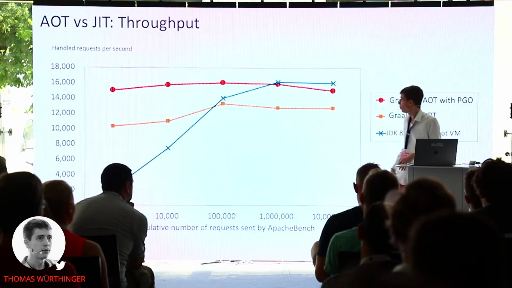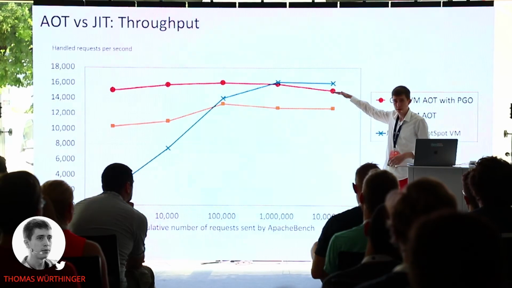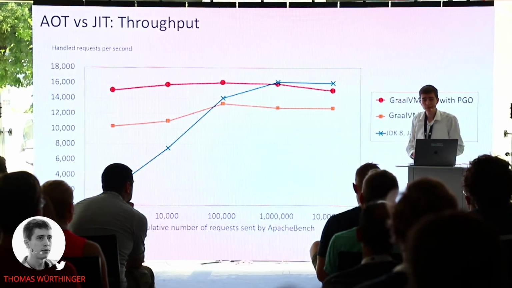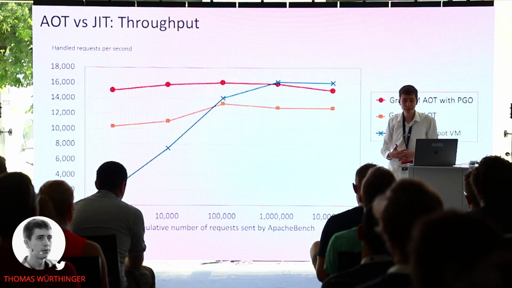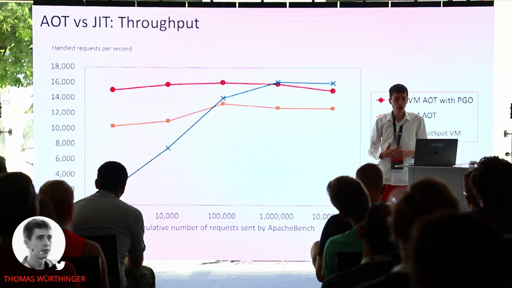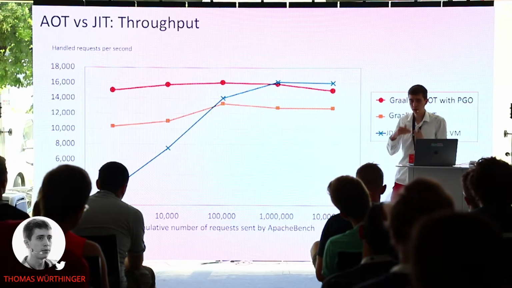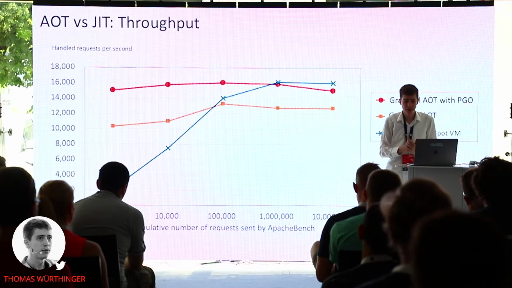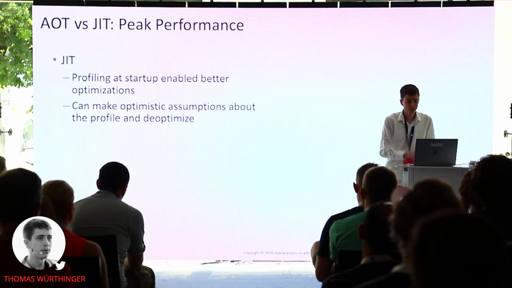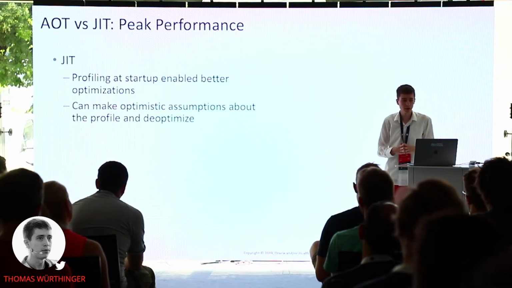With this PGO, we are actually making up a little bit for this difference in terms of peak performance. There are still some minor differences that are, however, now mostly application specific. But generally, with profile-guided optimizations on AOT, you can get peak performance to a similar level as the JIT compiler. So to summarize, the JIT has a better time profiling at startup.